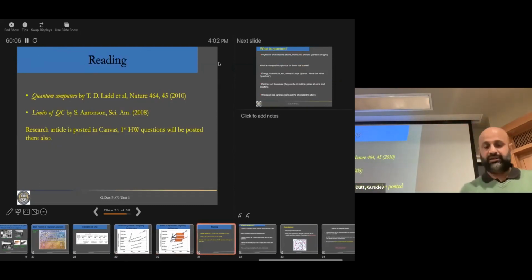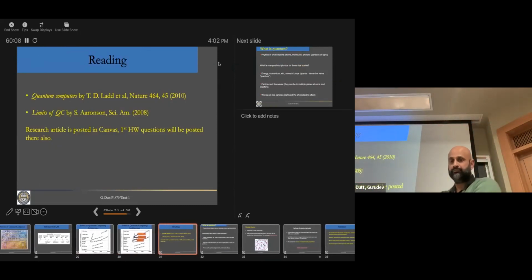I have assigned a reading for you all. Don't think that you have to understand everything in these reading materials, but I wanted to get you started in learning to read the literature. This is a paper which talks about quantum computers and the physical realizations of quantum computers that we had a question about. Read through it, figure out any sections that don't make sense to you, and come back with questions. That's what this is about.